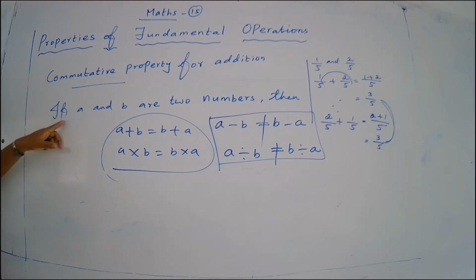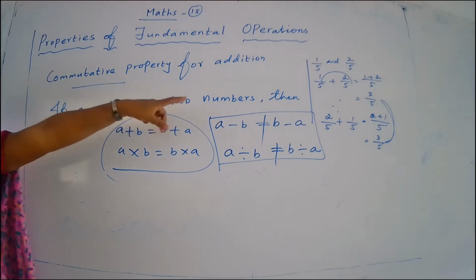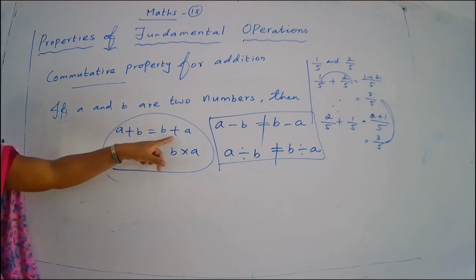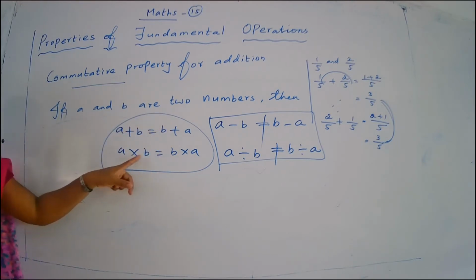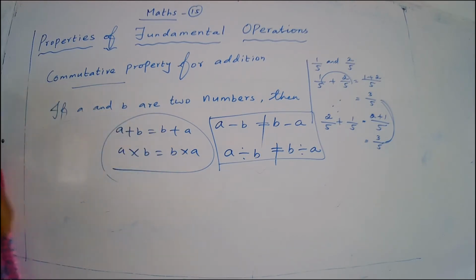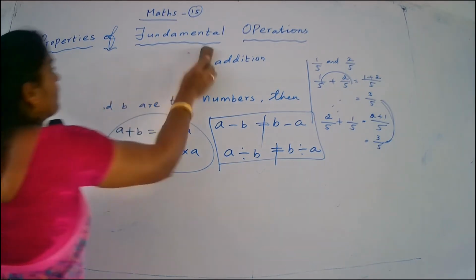Okay, so the rule is: if a and b are two numbers, then a plus b is equal to b plus a, and a multiply b is equal to b into a. Okay children, so don't forget, commutative property is true for only addition and multiplication. Okay, clear? Yes. Now all of you take your classwork note.